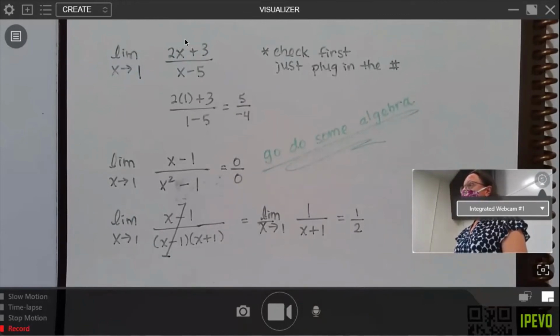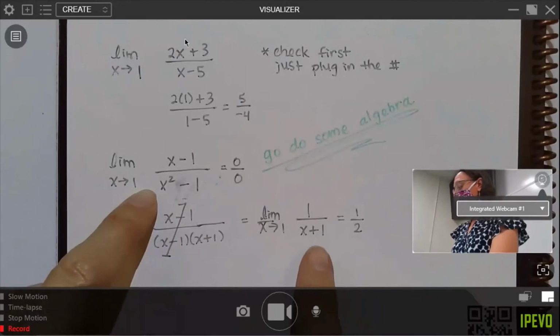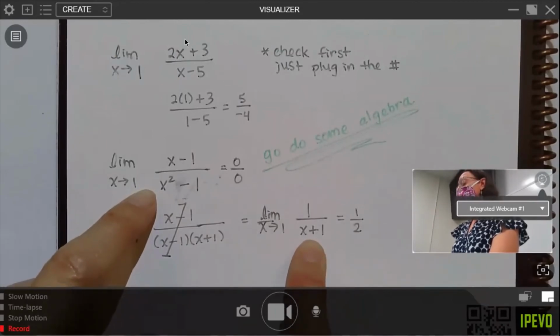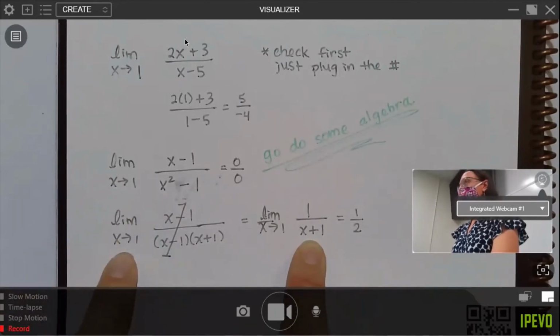Now, if you're curious, this tells me that if I were to graph this, this graph is equivalent to this one, but there's a hole when x is equal to 1. And the y value for that hole is 1/2.